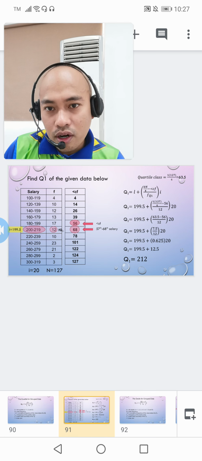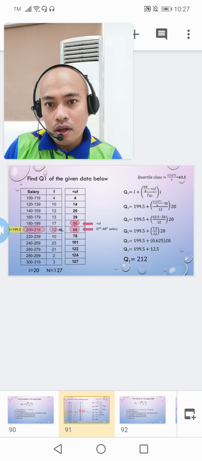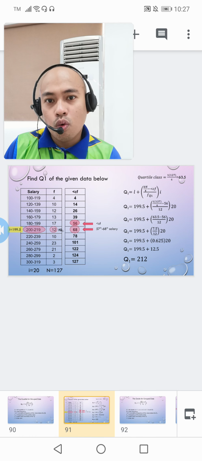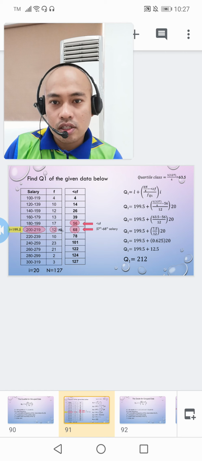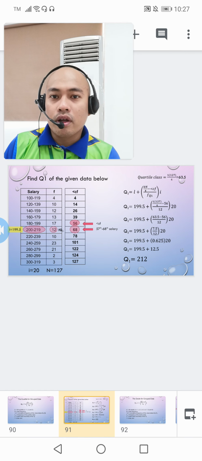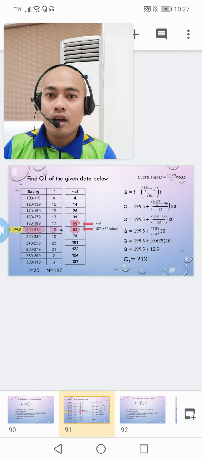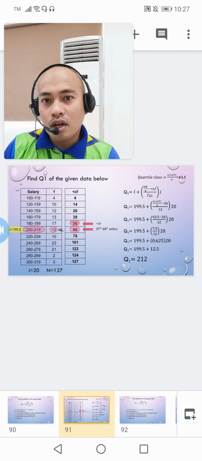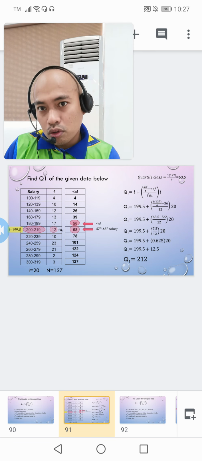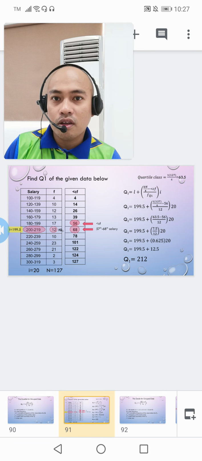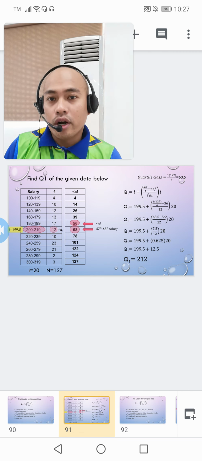So therefore, what does it mean? Therefore, 200 to 219 will now be the quartile class. So this will be our guide. The quartile class will be our guide for us to identify the other values of the other variables presented in the formula of the quartile.